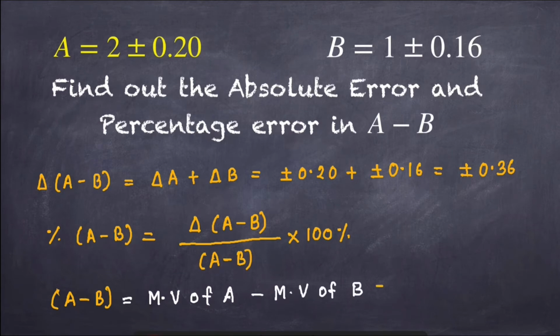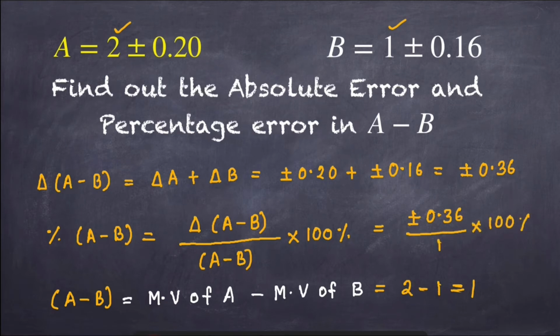So what is the measured value of a? 2, right? Minus what is the measured value of b? 1, right? So that means this will be equal to 1. So the percentage error will be equal to plus minus 0.36 divided by 1, into 100%. So the percentage error would be equal to 36%. So that means the absolute error is plus minus 0.36 and the percentage error is 36%.